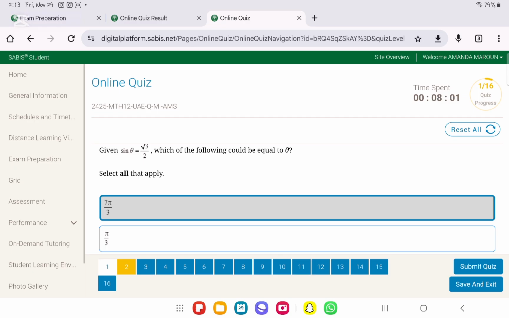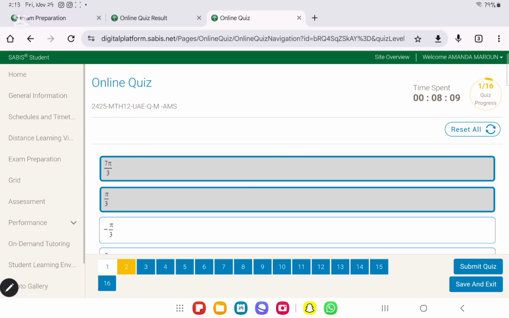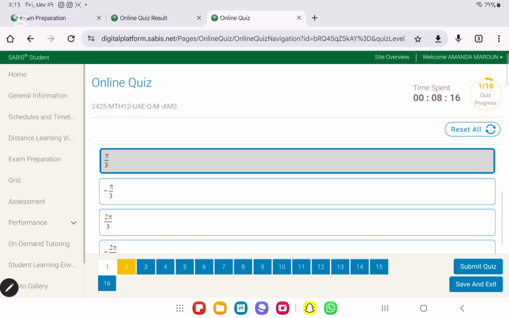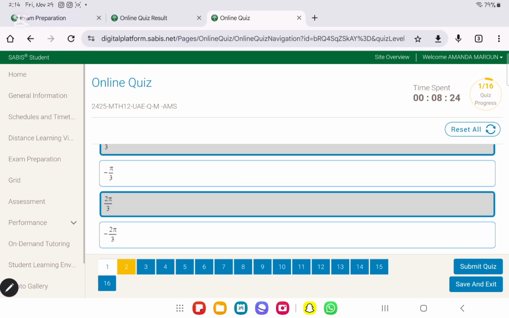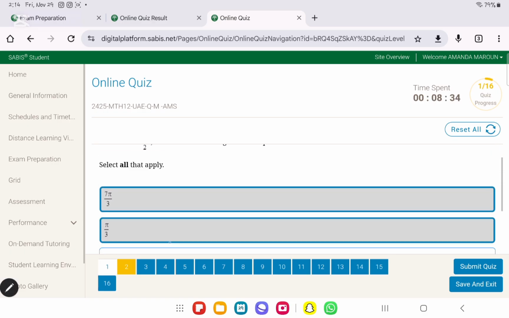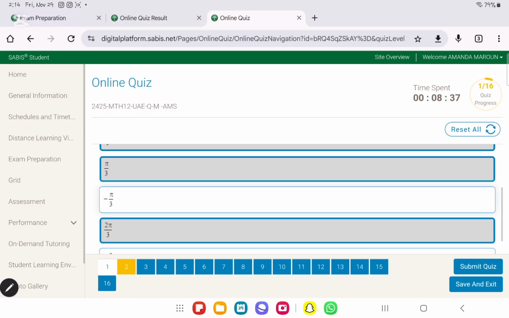Then the next one, if you're going to do sine 180 over 3, because you replace pi by 180, you're also going to get radical 3 over 2. Then if you do sine minus 180 over 3, you're going to get minus radical 3 over 2. So we're not going to choose it. But then if you do sine 2 times 180 over 3, you are going to get radical 3 over 2. And then finally, if you do sine minus 2 times 180 over 3, you are going to get minus radical 3 over 2. So for this one, we have 3 correct answers, which are these.